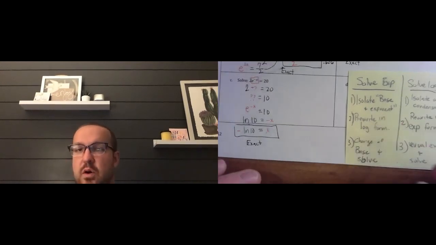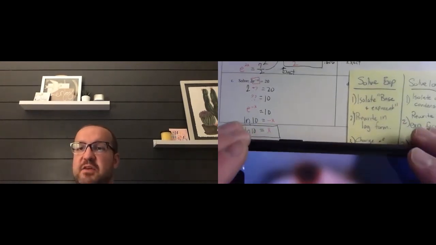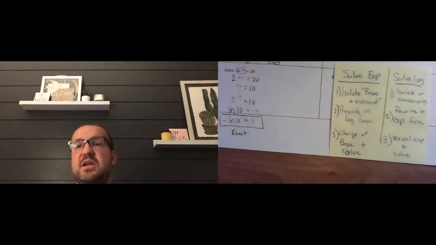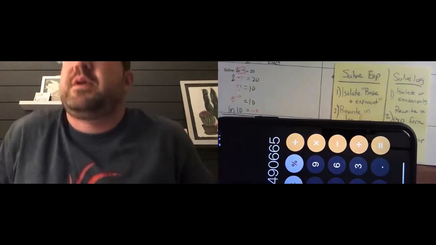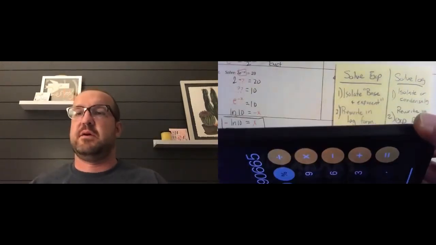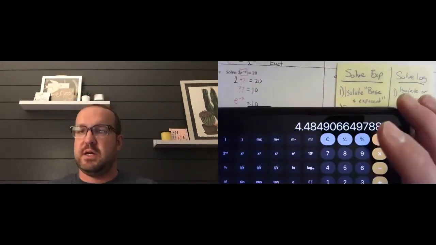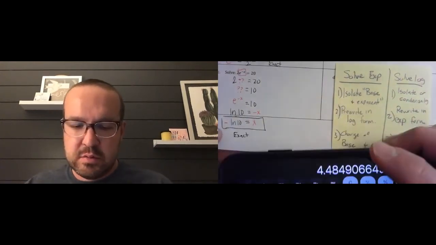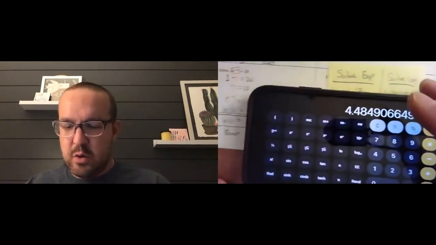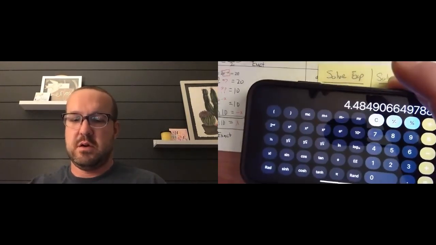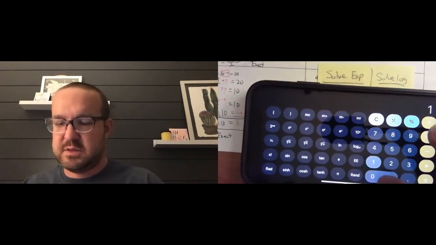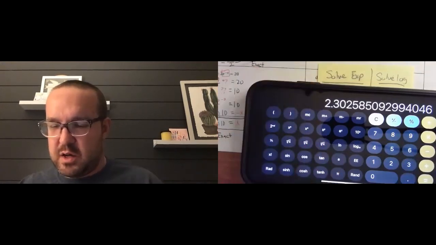And now we can go ahead and plug it in. Again, if you need to, you can just plug it in as you go through this process. So let's see if we can get this flipped around here. There's the calculator I need. All right, so we have, what was it? The natural log of 10. So 10 with the natural log.